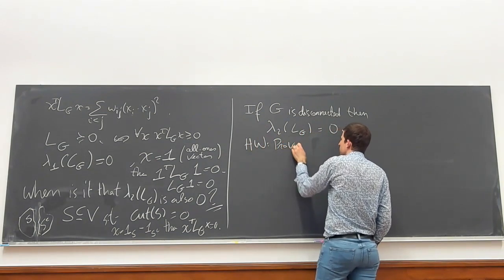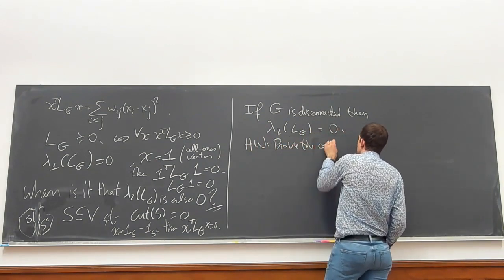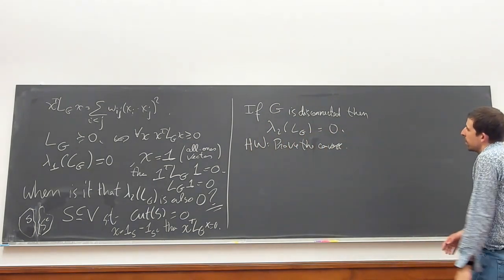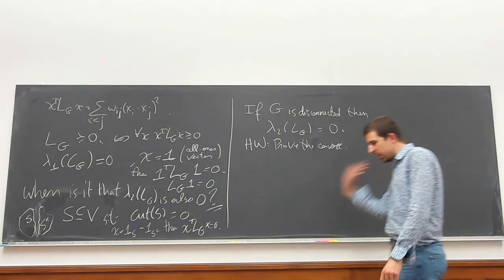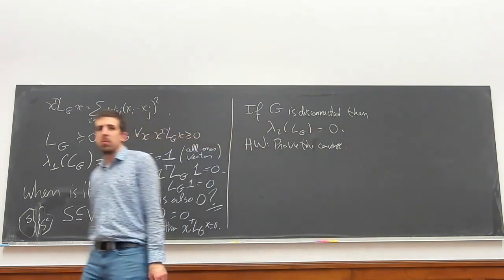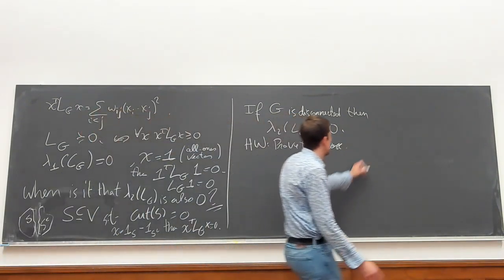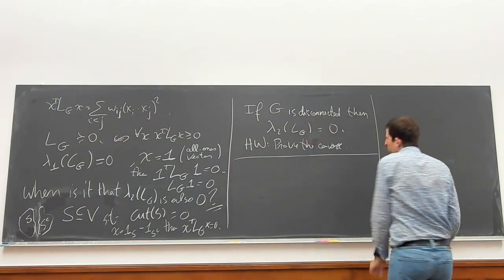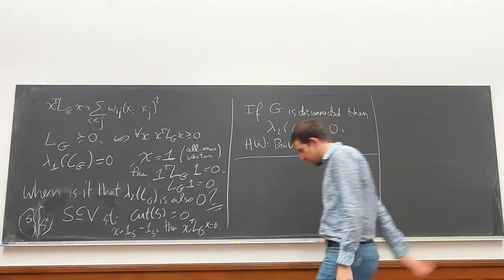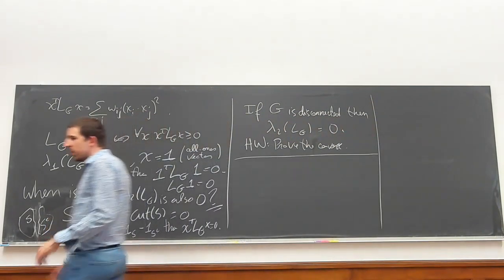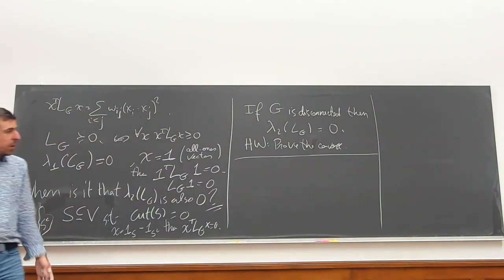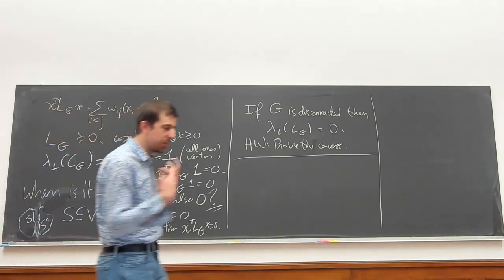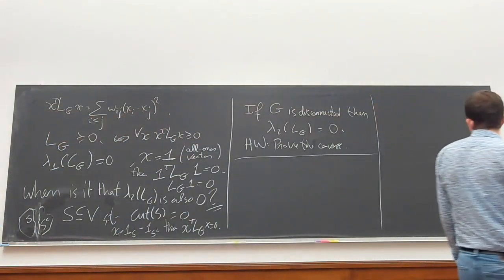Prove the converse. If G is connected, then lambda 2 of L_G is not 0. It's not so difficult if you think about it. But here you're already seeing that the second eigenvalue of the Laplacian is really telling you about the geometry. It's telling you if this graph is connected or disconnected.